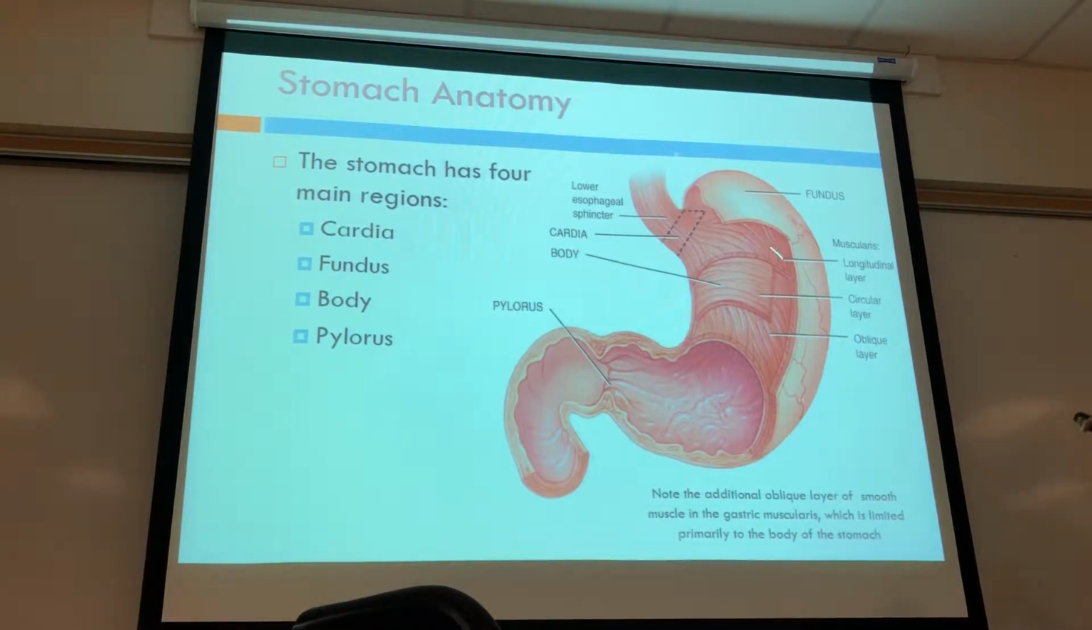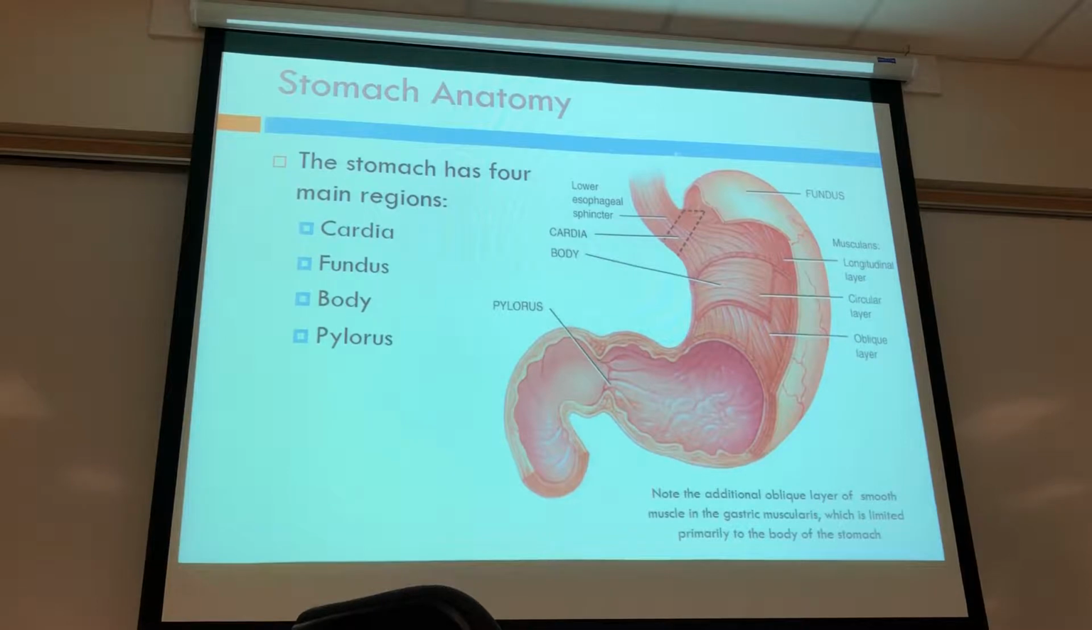You'll see the outer layer, which is the longitudinal layer, and that again runs along the entire length of the alimentary canal. You'll see the circular layer, which is just wrapping around the tube, and then the oblique layer that wraps diagonally. And that contributes to those mixing waves within the stomach.